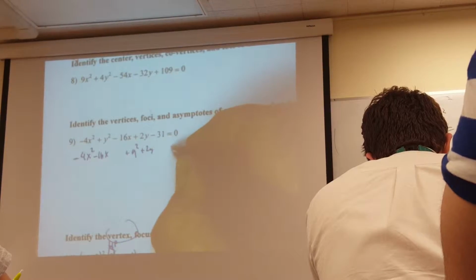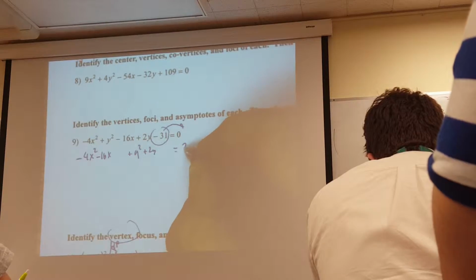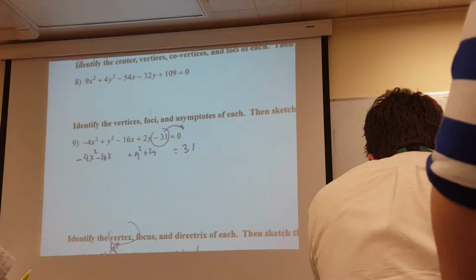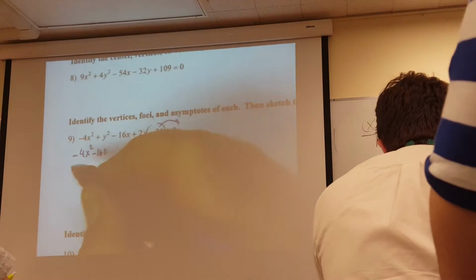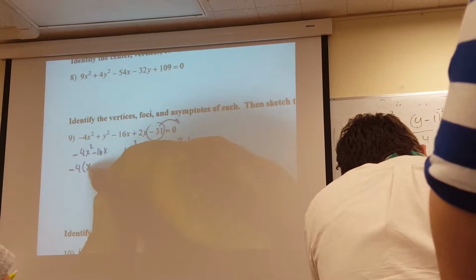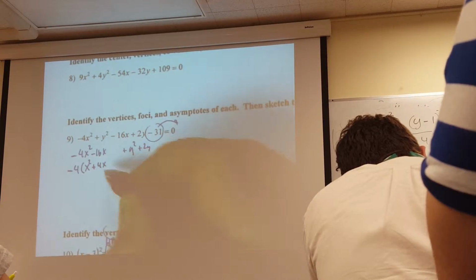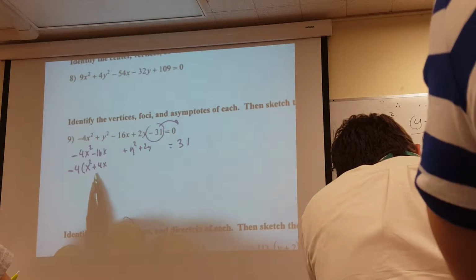2y, and then that negative 31, I move it over to add 31, like that. What do we divide out of the x squared here? 4. A negative 4. Okay, now that becomes x squared plus 4x when you do that. So now that's gonna make the x coordinate a negative, okay?